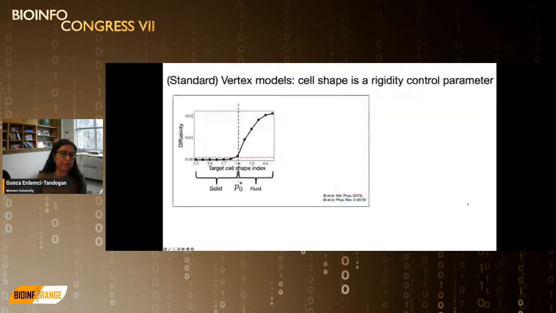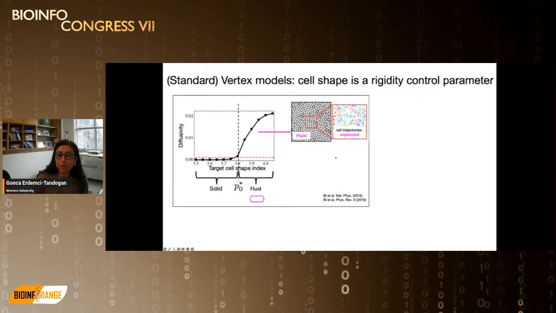And here's an example of diffusivity. This plot shows us diffusivity as a function of target cell shape index. And diffusivity is a measure of how diffusive particles are, which in this case are the cells in these simulations. If the target cell shape index is larger than this critical value, the tissue, interestingly, acts fluid-like. If it is less than this critical value, the tissue acts solid-like.